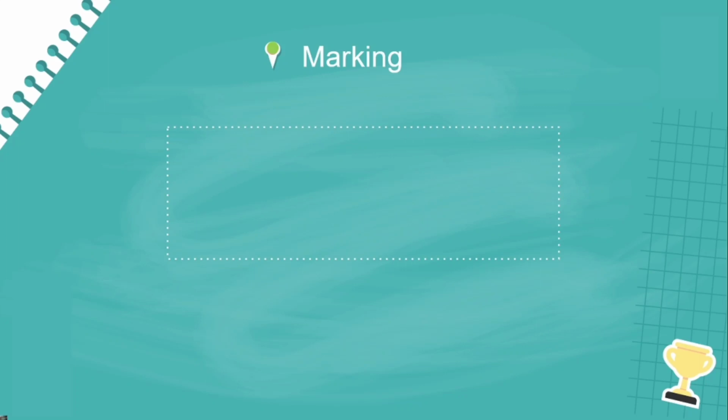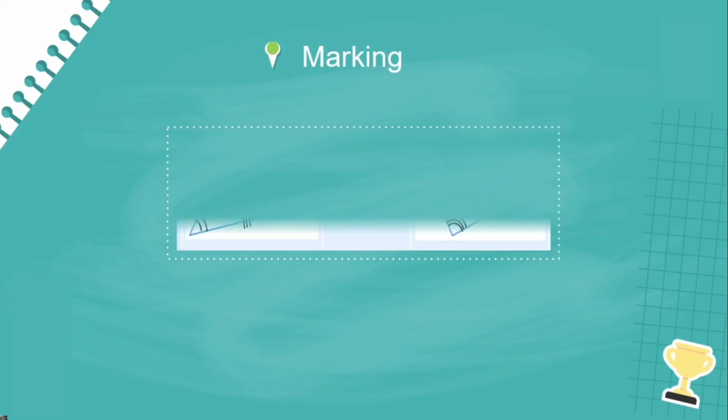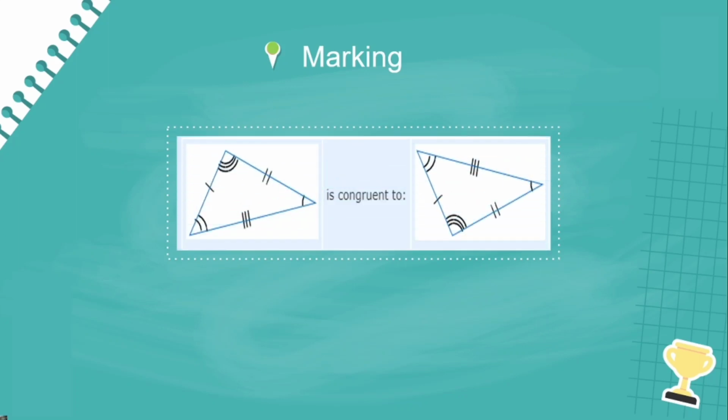For the marking, when two triangles are congruent, we often mark corresponding sides and angles just like this. So this triangle is congruent to this one. The sides marked with one line are equal in length, and similarly for the sides marked with two lines, and also for those sides that are marked with three lines. The angles marked with one arc are equal in size. Also the angles that are marked with two arcs, and for those that are marked with three arcs.